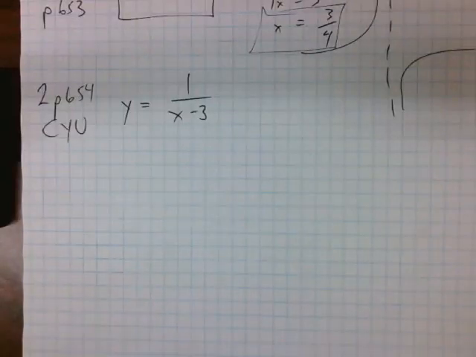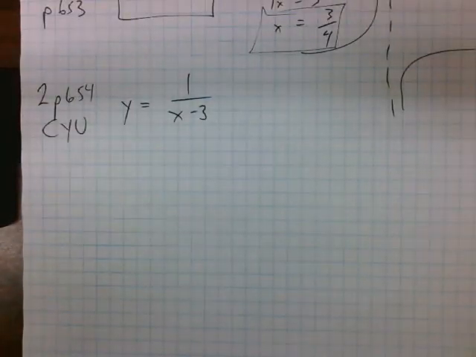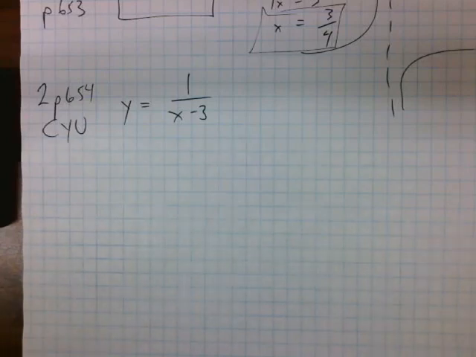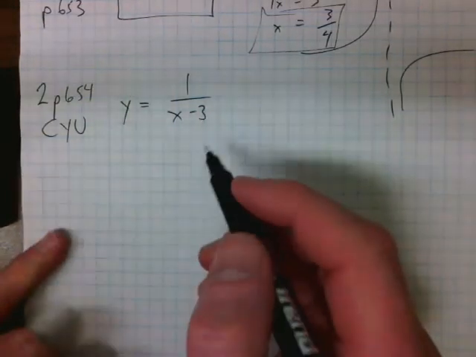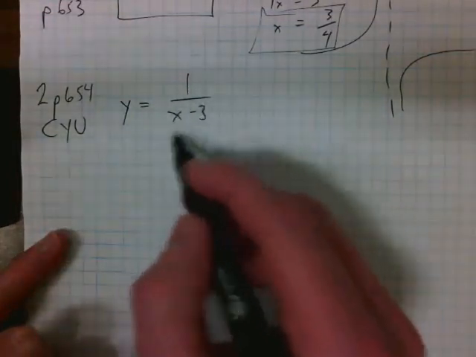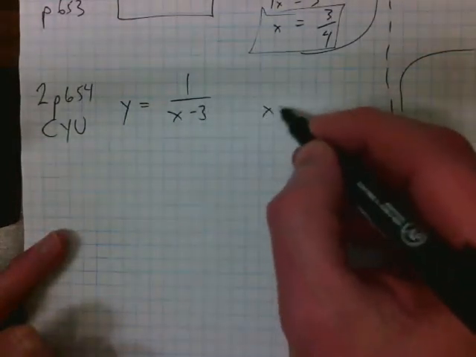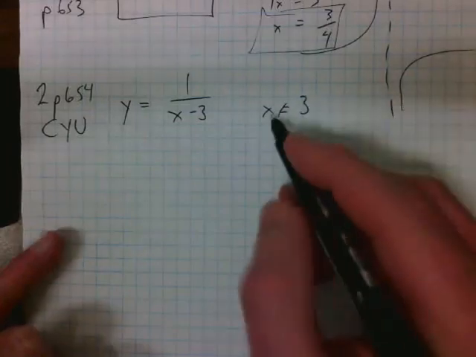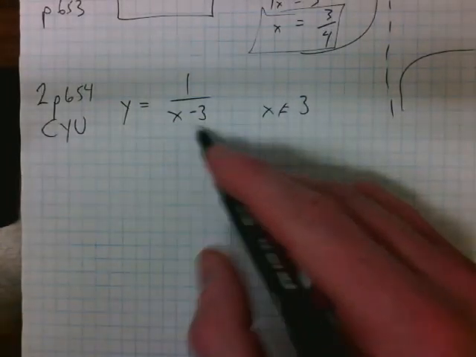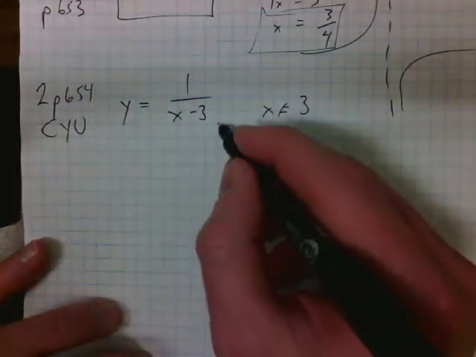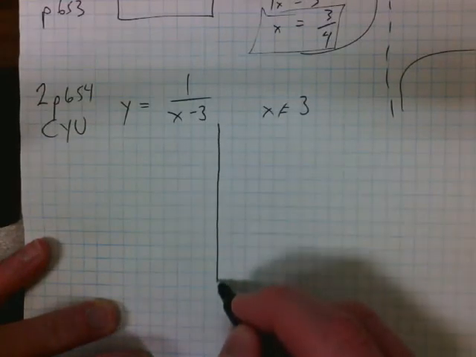Okay, second example. Number 2, check your understanding. Number 2, page 654, it says sketch a graph of y equals 1 over x minus 3. Notice that in this case, x cannot equal 3, or you could say that the asymptote is x equals 3. So we draw this.